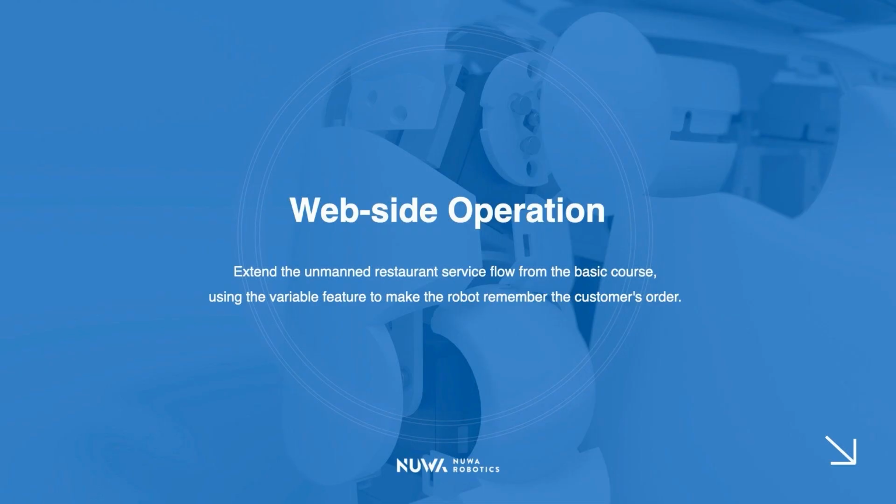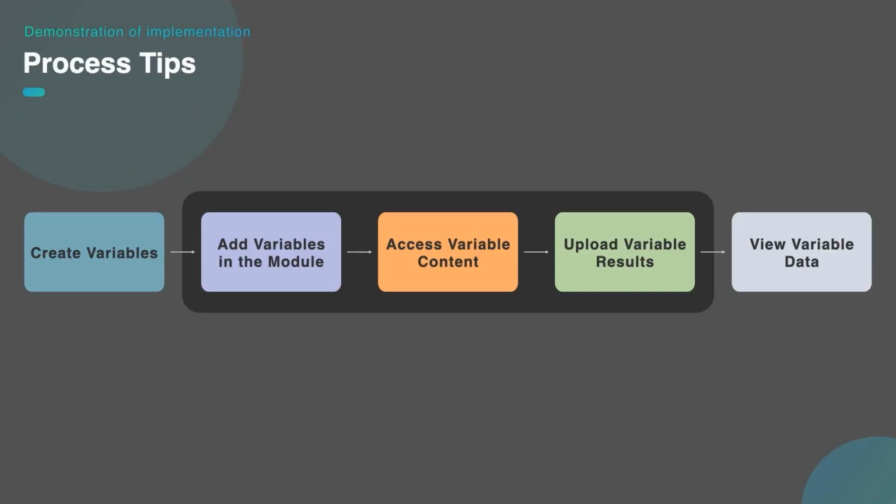In the video, after the customer enters their desired meal, the robot saves the order data as a variable and uses it in the next module to announce the customer's order. Next, we will operate on the website based on this service flow. First, create variables, then add variables in the module. Access the variable content in the dialog. Upload the variable results, and finally, view the variable data.